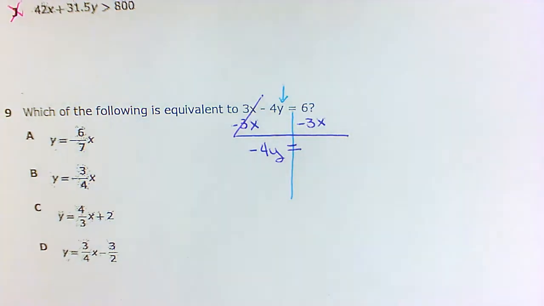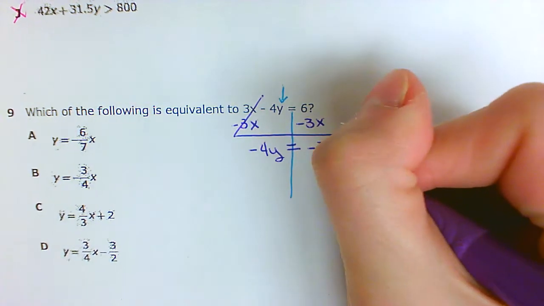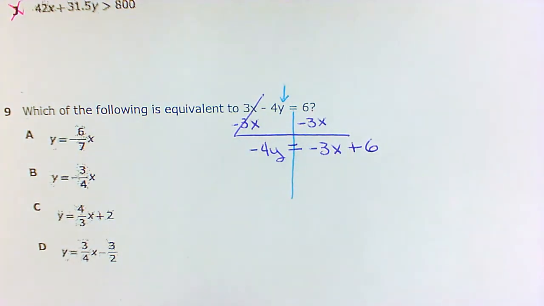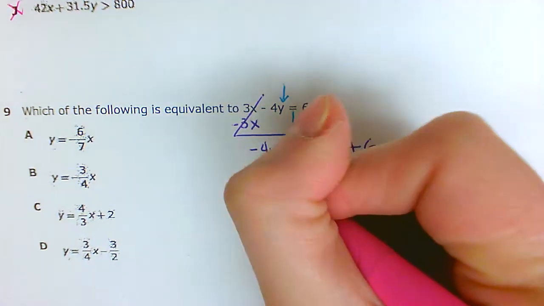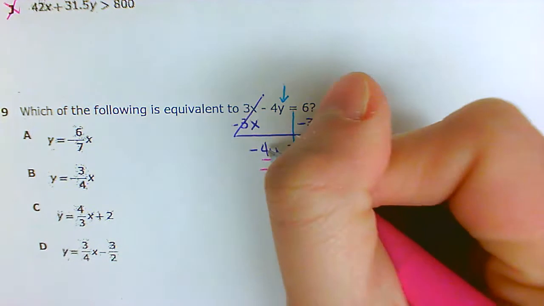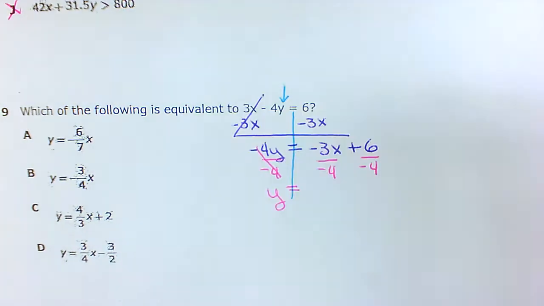Now over here you have to worry about combining like terms. If something has an x and the other one doesn't, they cannot be added or subtracted from each other, so I'm just going to rewrite them. So the next step, I've got to get rid of the number attached to my letter y. I divide everything by negative 4. So I've got y is equal to.